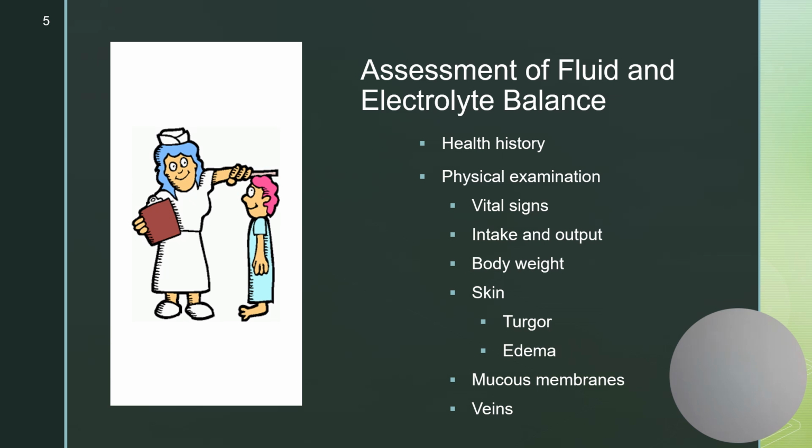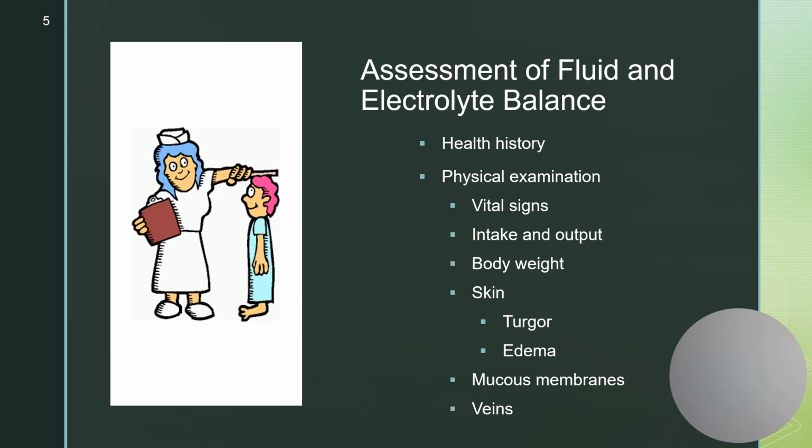This is called brawny edema, where the tissue feels very hard. Edema is going to be best determined over the tibia, fibula, the sacrum, and the sternum. We need to assess mucous membranes.